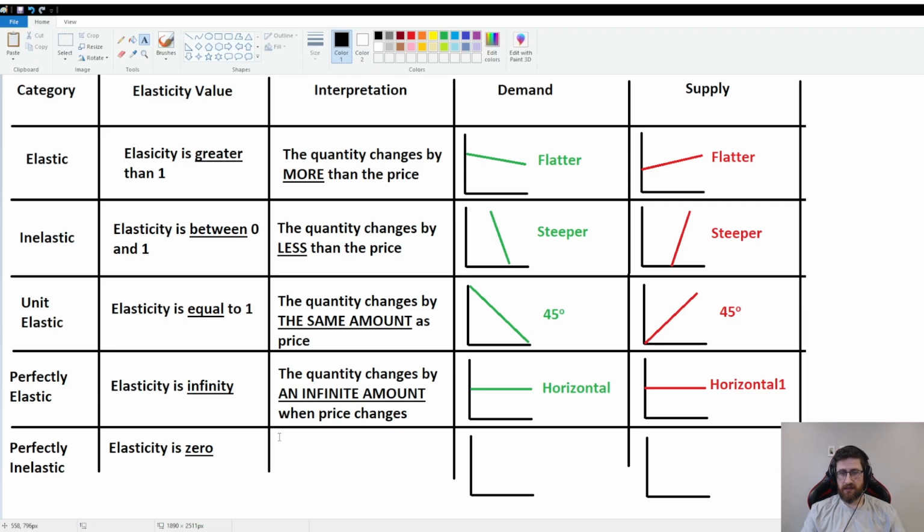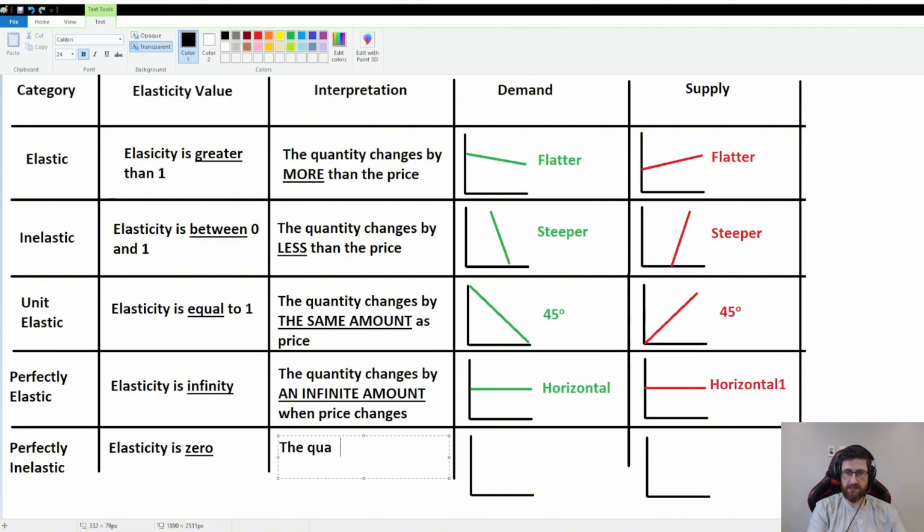All right. So again, the quantity changes by nothing, no matter what price does. Okay. I can raise price to the sky. I can put it to 0. It doesn't matter. I'm always going to demand the same amount. I'm always going to supply the same amount, again, depending on the case.